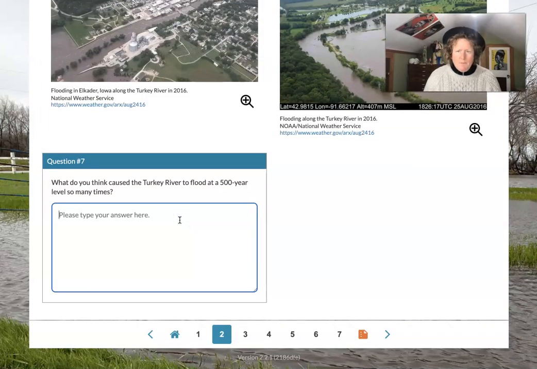So see if you can make a prediction that has to do with precipitation and water table. How much water is already in the river?